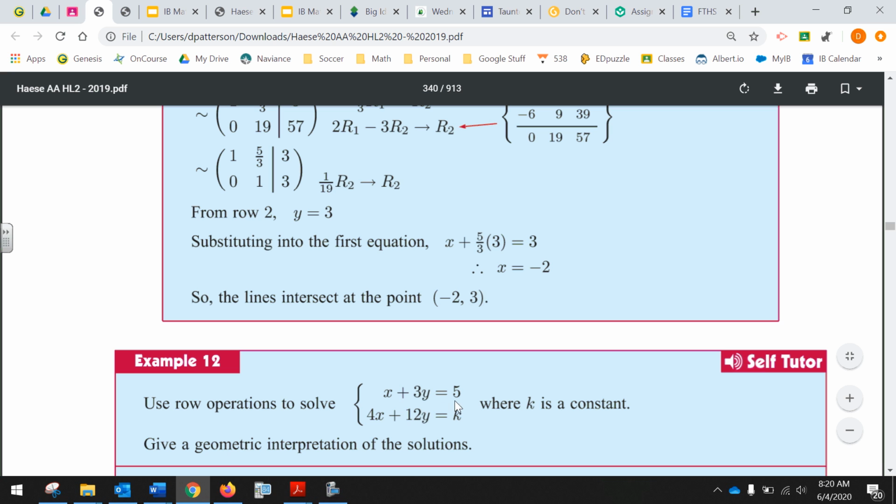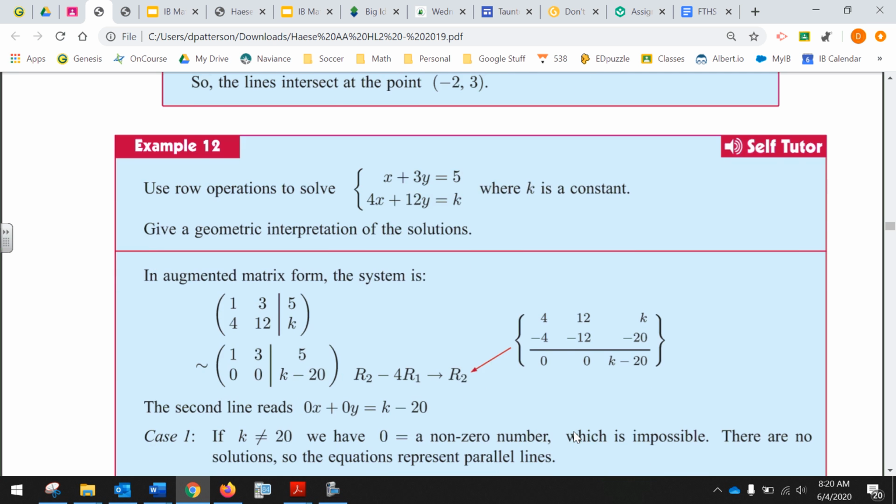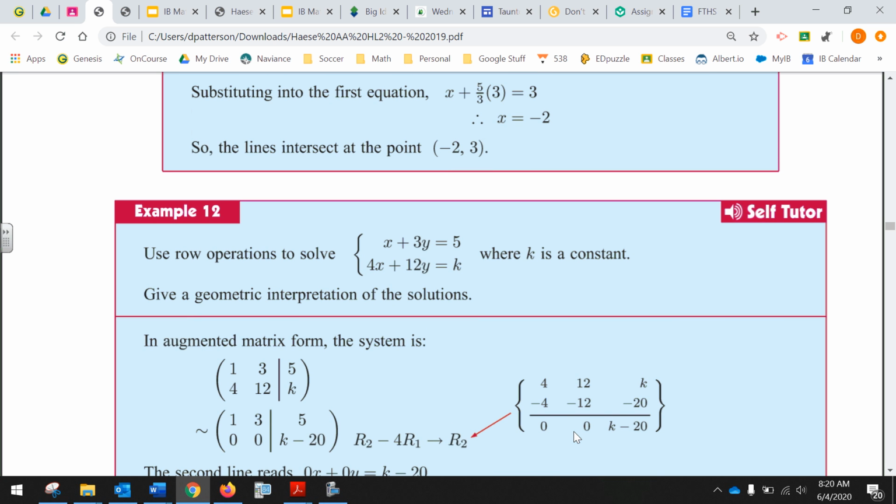It says we have x plus 3y equals 5, 4x plus 12y equals k, and it says k is just a constant, and give a geometric interpretation of the solution. So generally, this is going to be a situation where if k equals something, then the system will be something, and if k equals something else, it'll be something else. So we're going to treat this the same way. We're going to try to get it to be 1 in row 1, column 1, 0 in row 2, column 1, and a 1 in row 2, column 2. Luckily for us, the 1 is already there in row 1, column 1, so we don't have to worry about the first row at all.